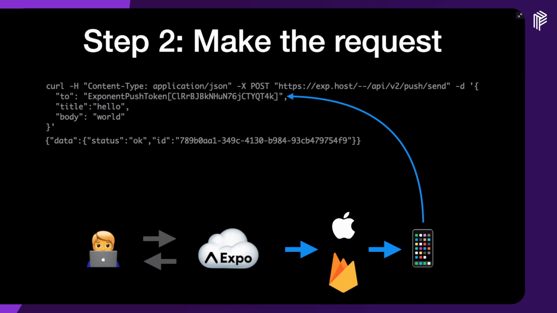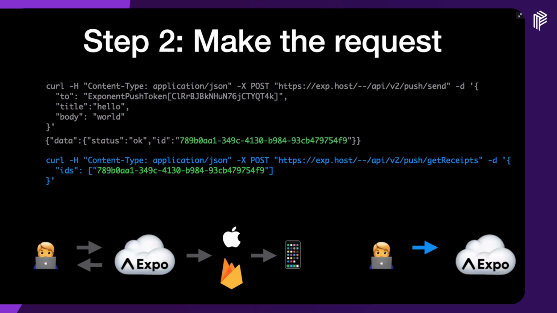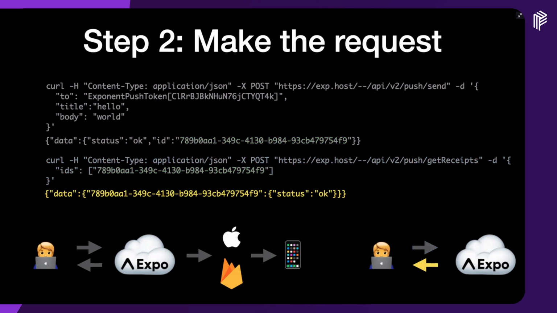So that's it. Our notification has hopefully arrived on the device, but we do want to do that follow-up request and make sure that everything went off without a hitch. So we take that ID we received back in our first request and say, hey, Expo, whatever happened with this notification I asked you to send? And Expo is going to be like, oh, yeah, we sent it off to APNS or FCM, and it should have arrived at the device, totally fine.